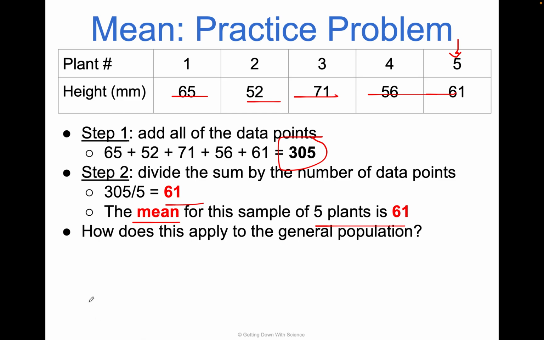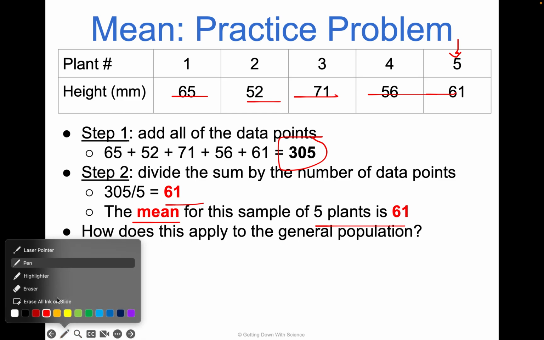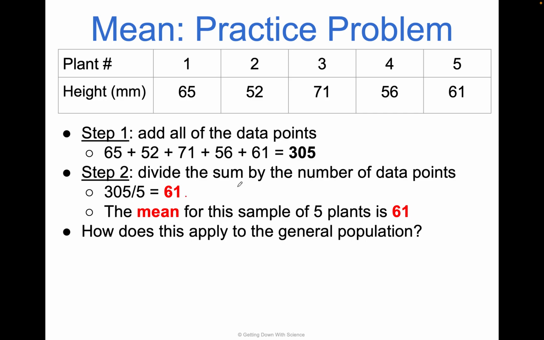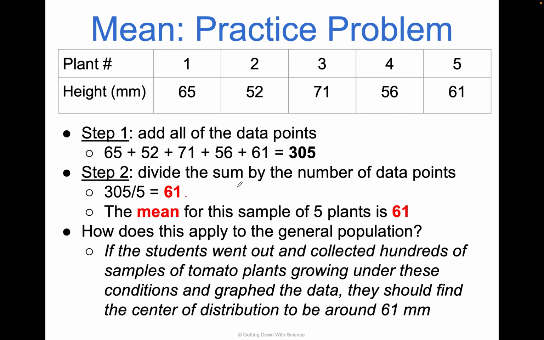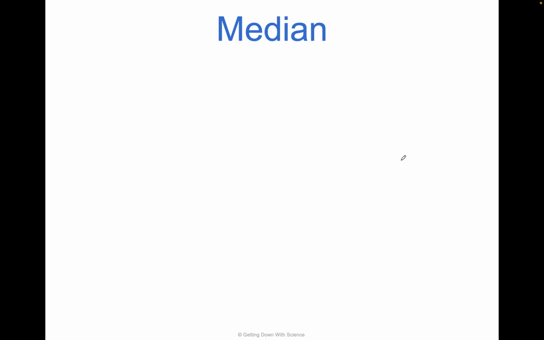This is the next step in this question. So we got this number of 61. Great, love it, no big deal. But how does this apply to the general population? This means that if the students went out and collected hundreds of samples of tomato plants growing under these exact same conditions, and we graphed the data, they should find the center of distribution to be around 61 millimeters. So if we're looking at our bell curve like this, 61 millimeters is going to be right in the middle. That's going to be around the average. Everything else is going to be distributed either above or below.